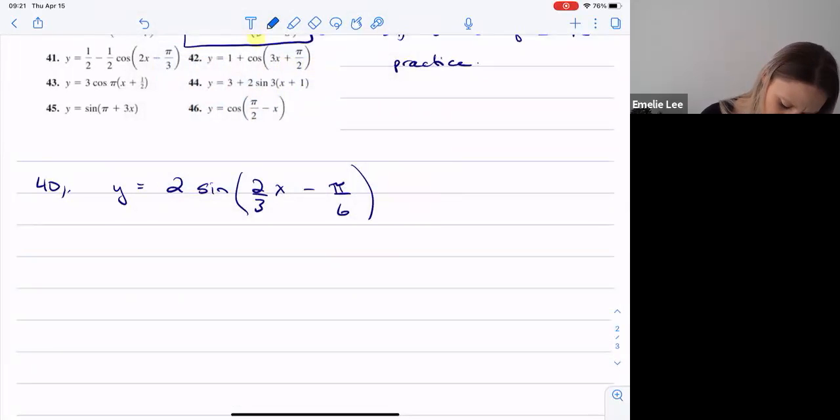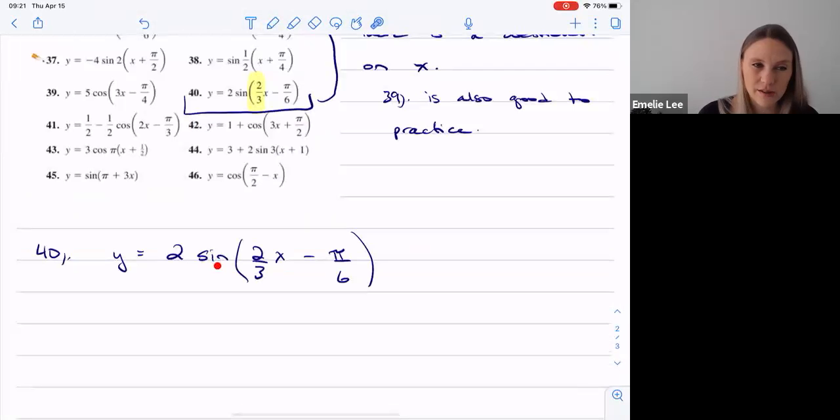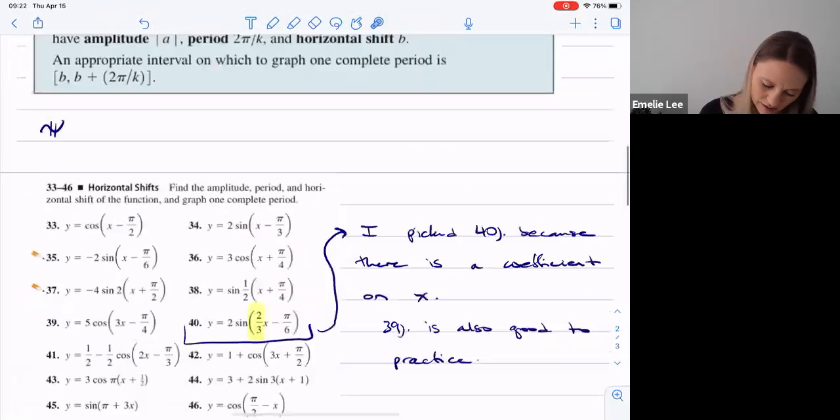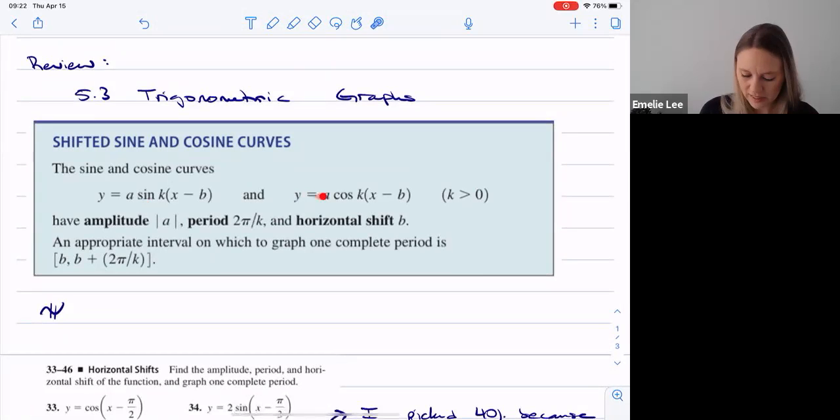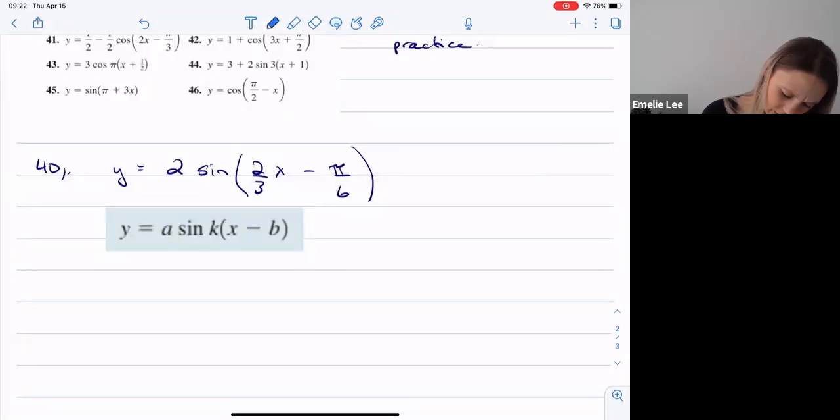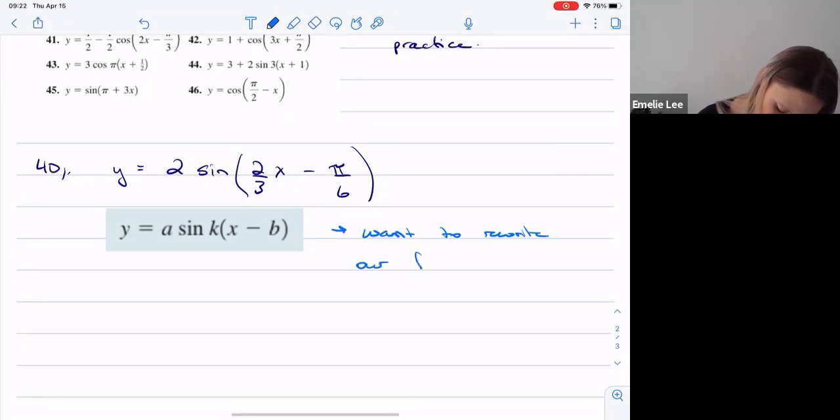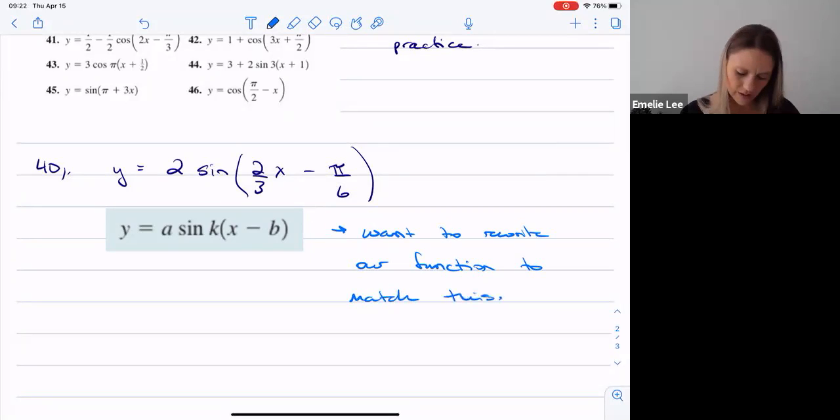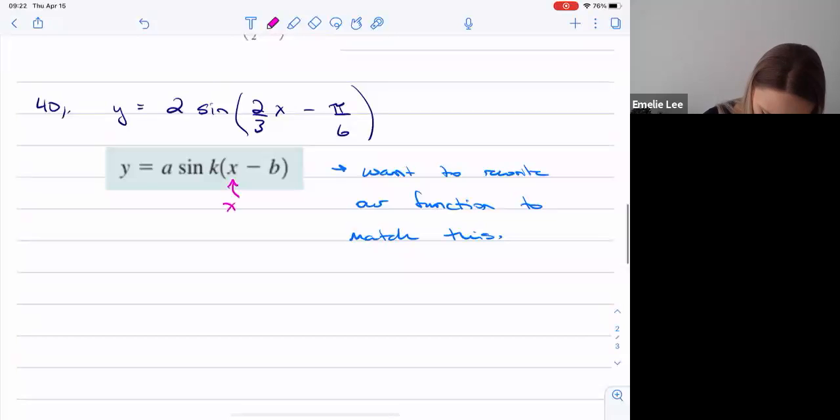Okay, so we want to match. I've got a sine function here. So I want to match the sine function that I've been given up here, right? So here, this is sine, which means I can just ignore the cosine one for now. They're the same, but just in case. So here, I want to rewrite our function to match this. Okay. A key thing is that x has to be on its own, right? X must be on its own.